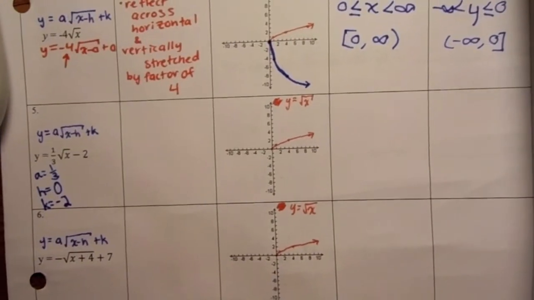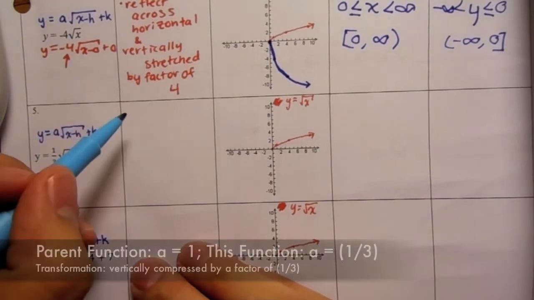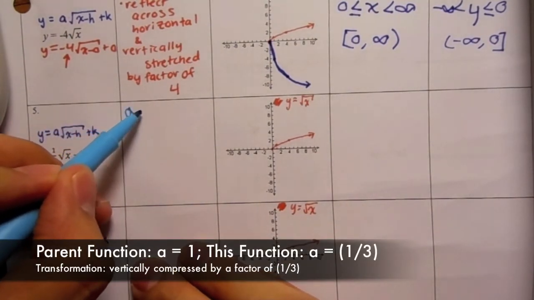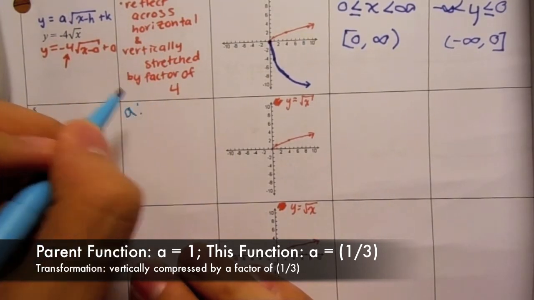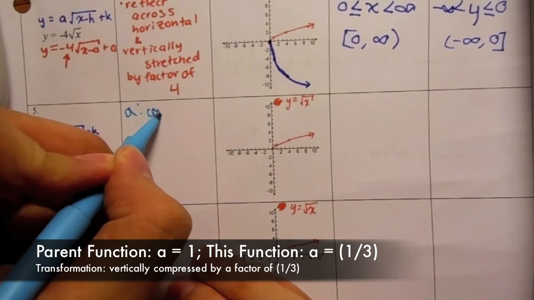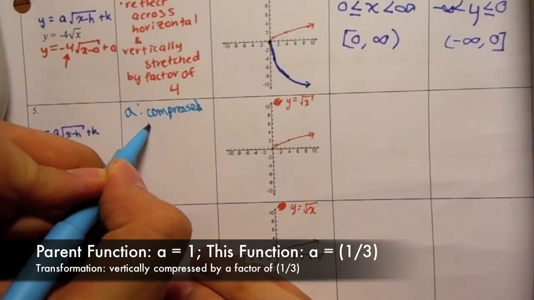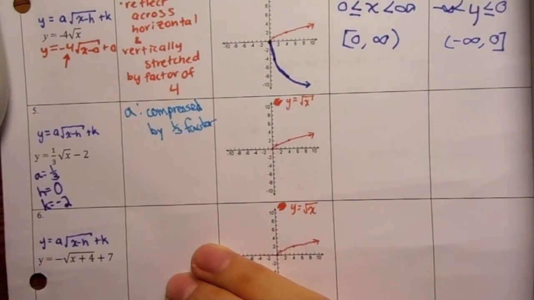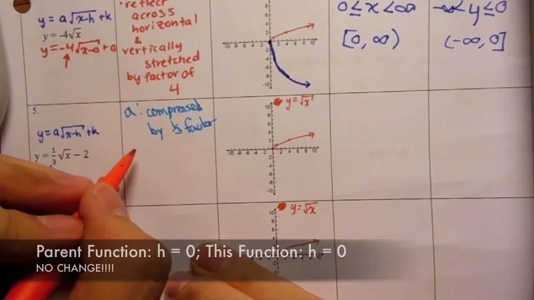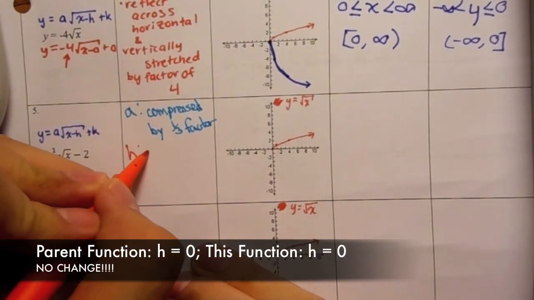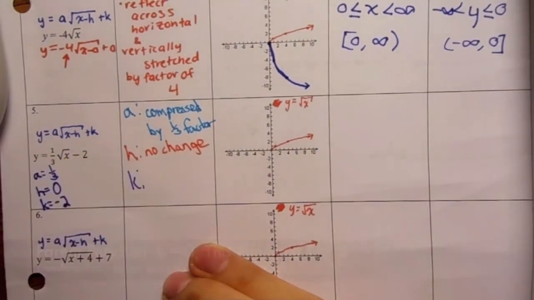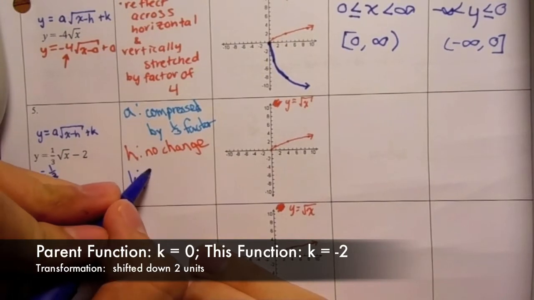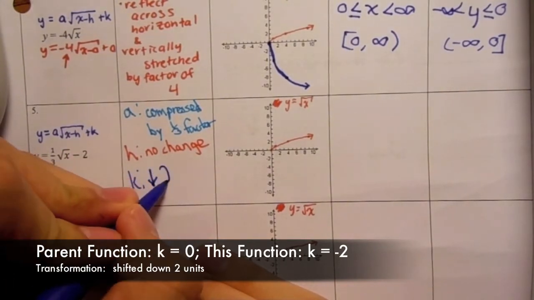So now we can look at each of these and try to break down what the transformation for each of them is. So for the a transformation, because the number is greater than 0 but less than 1, the graph is actually going to be compressed by a factor of 1/3. Now for h, because our h is 0, comparing it with the parent function, there is no change. I'm just writing it here just to illustrate it. Now for k, because we had that -2, the graph is going to shift down by 2.